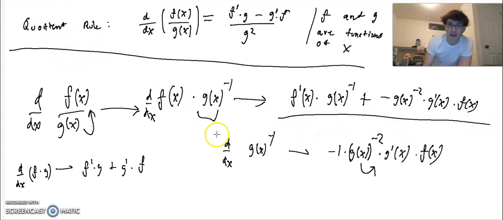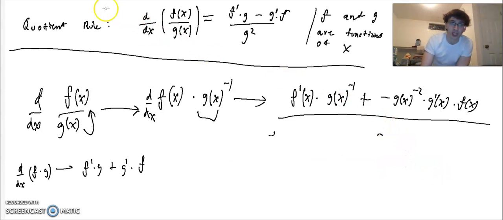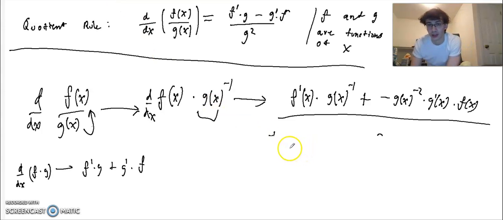Now let me clear this out. So basically we just found the quotient rule by using the product rule, which is why the product rule is so much better. But it's not quite in a great form, so we're going to do some algebra and manipulate this equation a little.